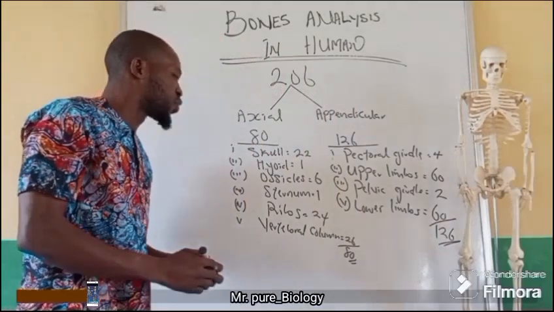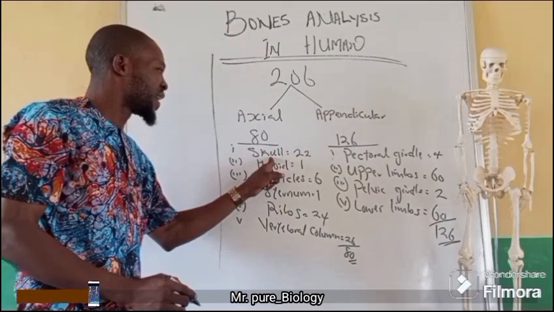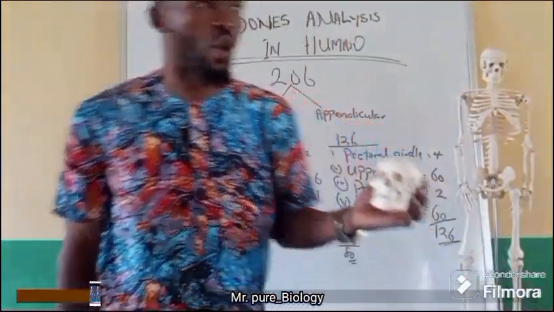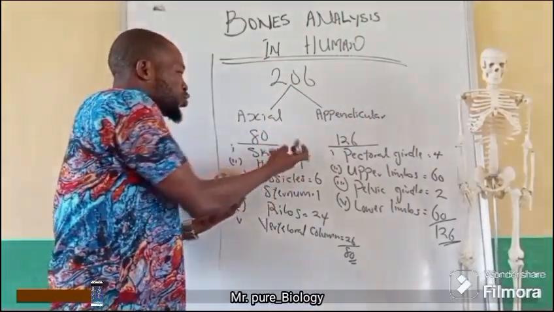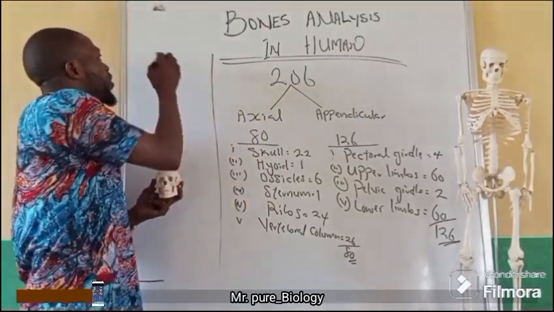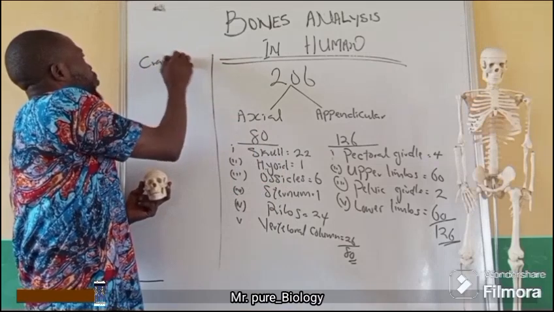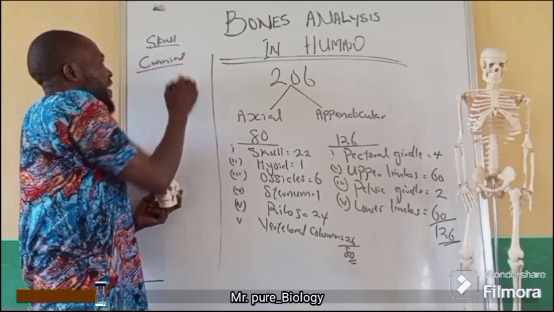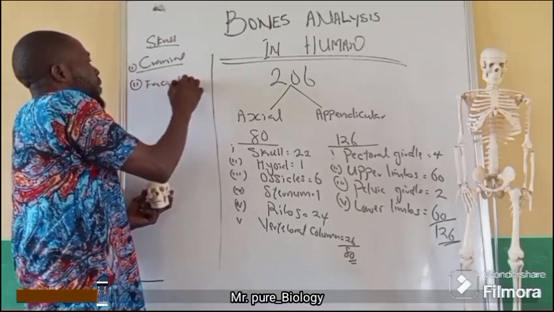Now let's take them one after the other. As you can see, the skull. Let me quickly show us the skull. This is what we call the skull. The skull is the entire bone of the head, and it is of 22 bones. Now these 22 bones are further grouped into 2, where the first one we have is the cranium, and number 2 we have the facial bones.